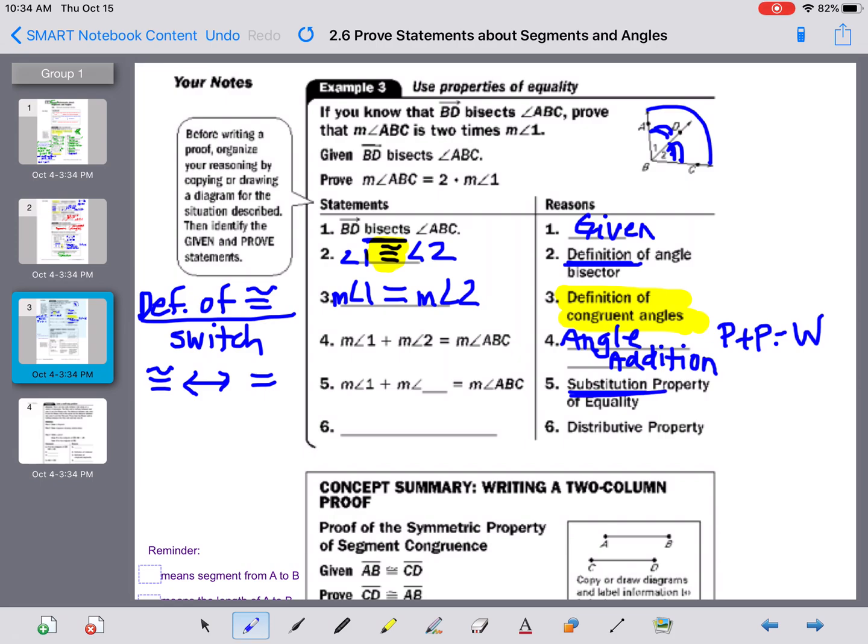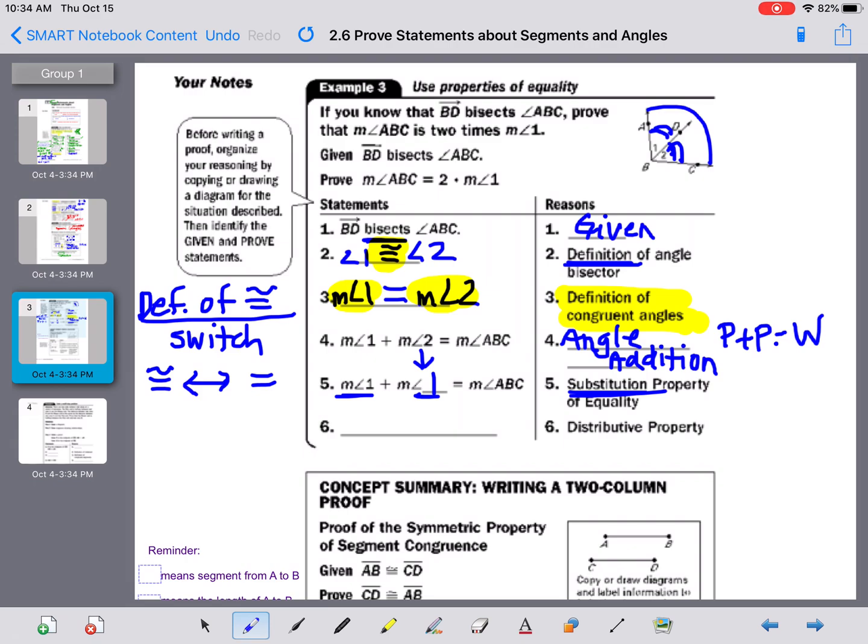Measure of 1 plus the measure of something equals the measure of ABC. They want me to substitute in something for measure of angle 2. Well, coming back up and looking here, my measure of angle 2 was equal to my measure of angle 1. So it looks like I can replace measure of angle 2 with measure of angle 1. That's my substitution. Okay. Think about this. What if this said x plus x equals the measure of ABC? What would we simplify that to?